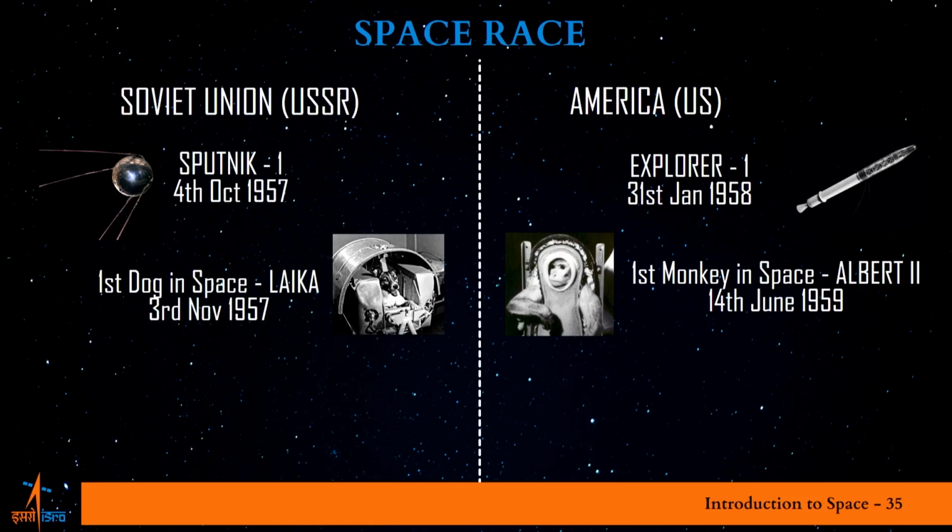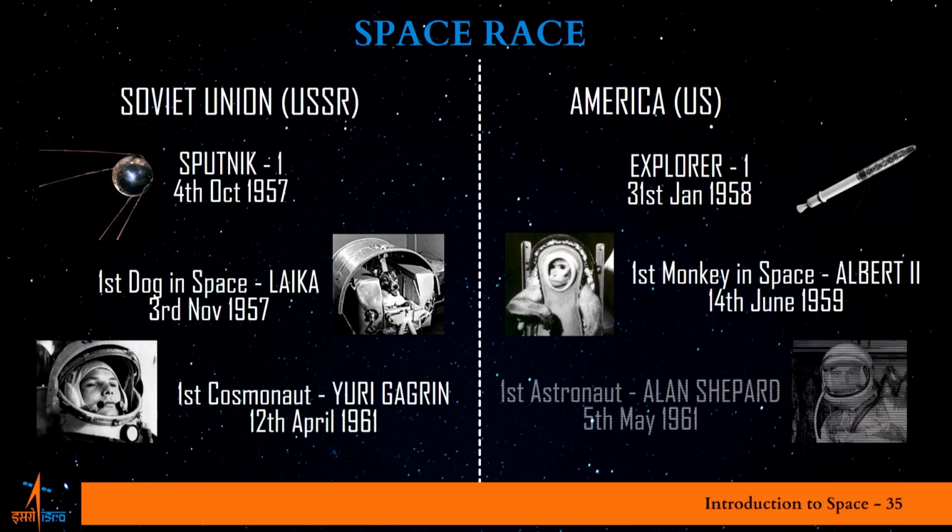After that, both started working on the human flight program, where the USSR sent its first man to space, Yuri Gagarin, on April 12, 1961, and the USA sent Alan Shepard on May 5 in the same year.